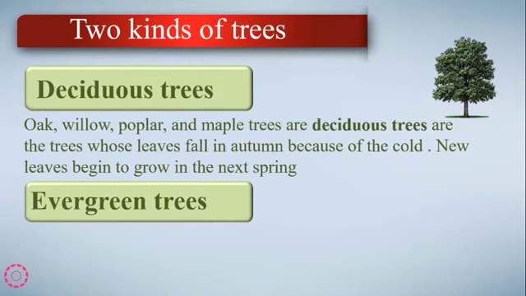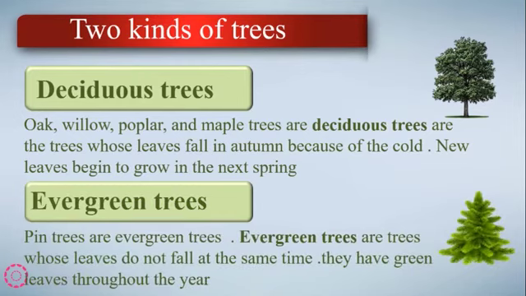And we have evergreen trees. Pine trees are evergreen. Evergreens are trees whose leaves do not fall. They have green leaves throughout the year. In all seasons, all the months of the year, their leaves are green. That's why we call them evergreen.